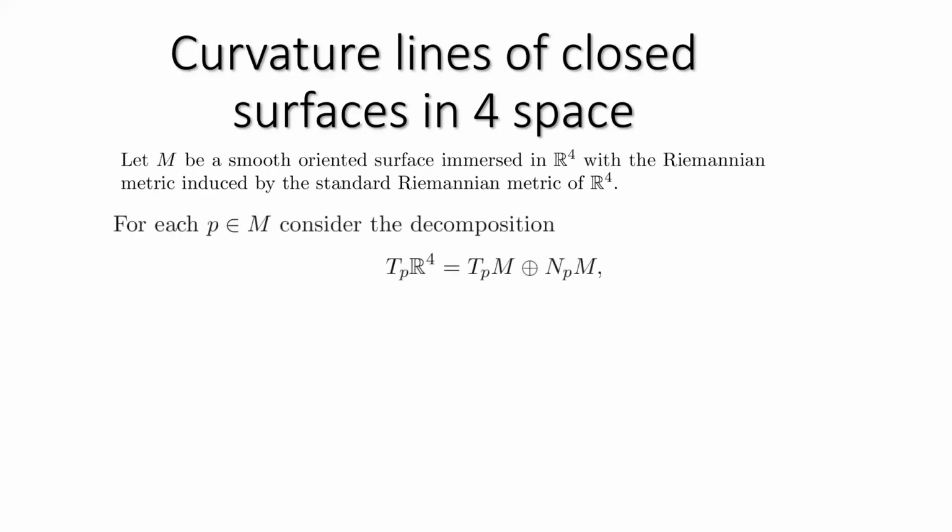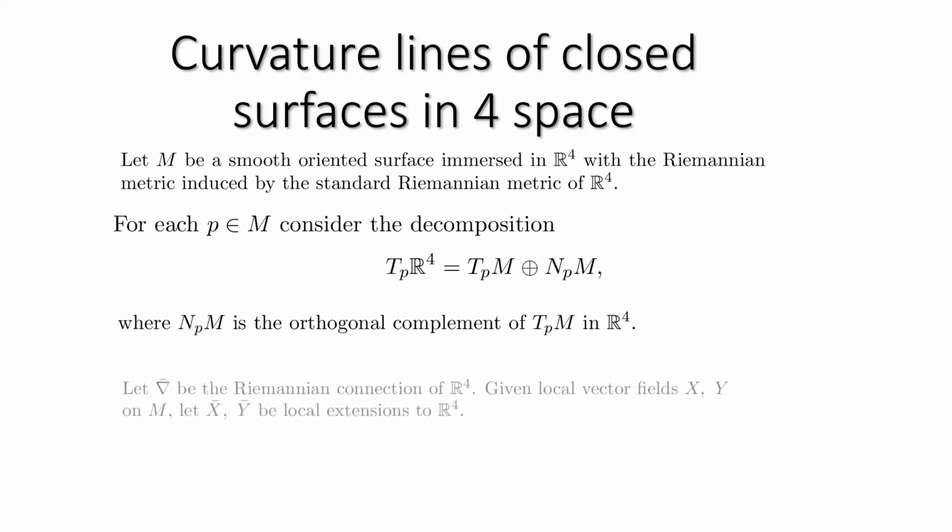And at each point of R4, we consider if this point is in M, the surface, we have split the tangent plane of M at this point and the normal plane of M at this point. So with this splitting, we have then the Riemannian connection of R4, which is not just the derivative, the covariant derivative of vectors. So what is that?